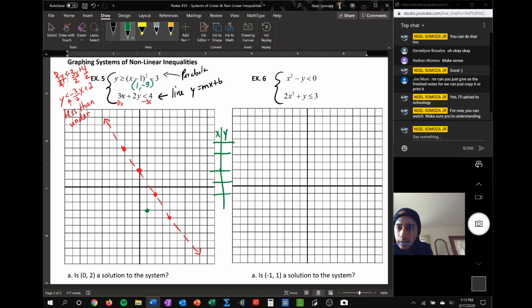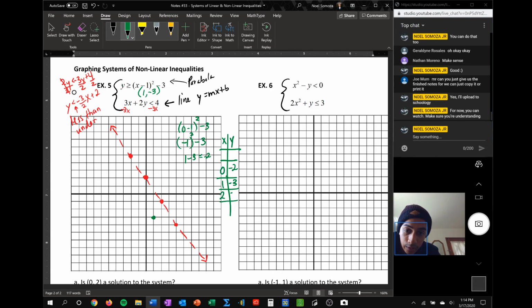Okay, so then if my vertex is going to be 1, negative 3, then I can pick 0. Let me plug in 0. If I plug in 0, I'm going to get 0 minus 1 squared and then minus 3. So here's what I got. That'll be a negative 1, but I got to square it, and then minus 3. So negative 1 squared is 1, minus 3. That's going to be negative 2. So that means at 0, it's negative 2, which means that at 2, it's also negative 2.